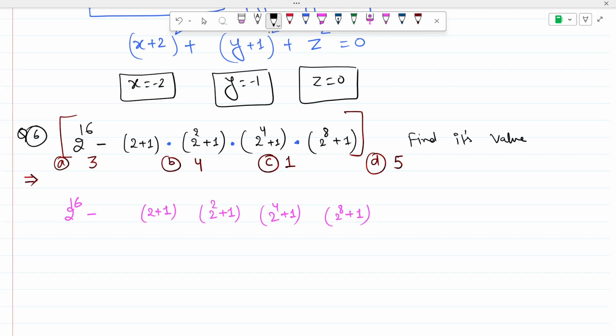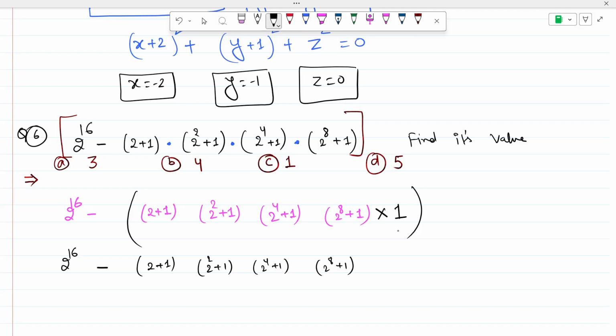Okay, now what should be the ideal way, the tricky approach? Can you multiply with 1 here? Can you write that the 1 is also multiplying here? Correct. So now please see, 2 raised to power 16 minus 1, all the things: 2 plus 1, 2 square plus 1, 2 raised to power 4 plus 1, 2 raised to power 8 plus 1. Now this 1 I would like to write in this way, 2 minus 1. Now see, this is a minus b and this is a plus b.